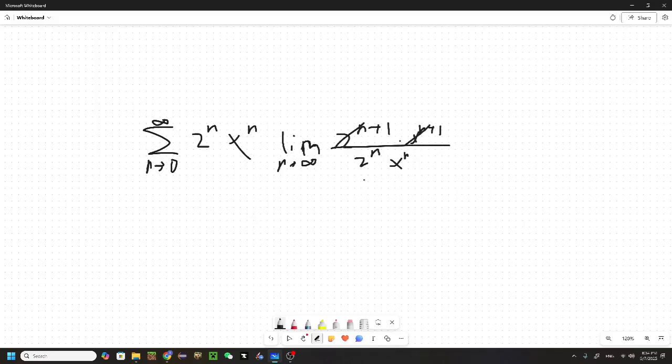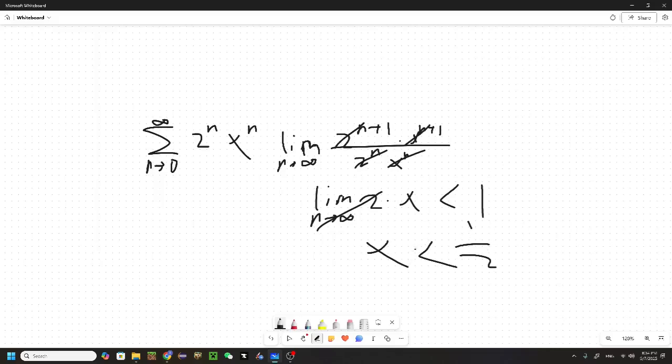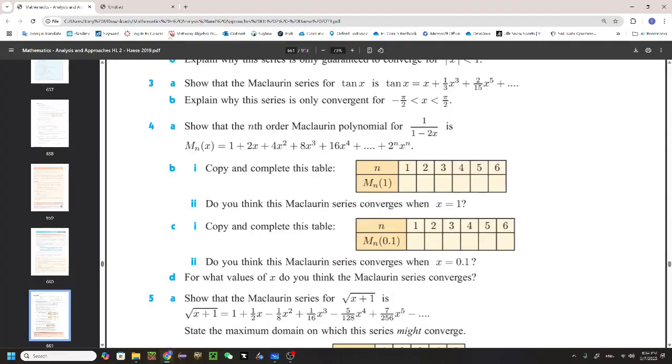2^n x^n. We can just cancel out the n's here, but we will still be left with a 2 times x, and then we can say the limit as n goes to infinity is less than 1. Since the 2 takes the limit with it, this will actually be x less than 1/2. The limit as n goes to infinity of 2 doesn't really do anything since there are no n's left. So we can just cancel it out, and then we can divide by 2 to this side. Sorry if I made that unclear. This should be the final answer for this.